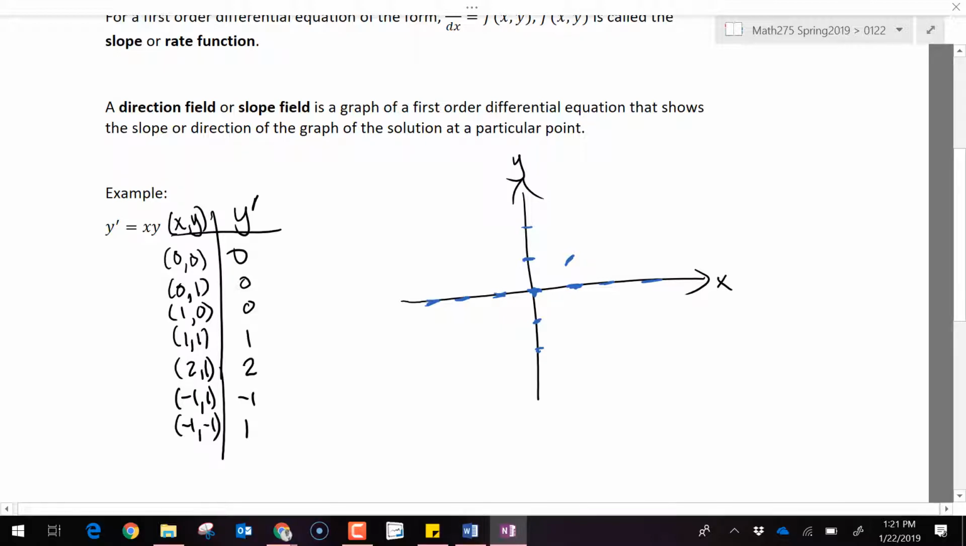Now (2, 1). At (2, 1), what's your slope? It's a little bit steeper than that, right? It's kind of hard to tell, but that's why it's better to have a computer generate this for us.